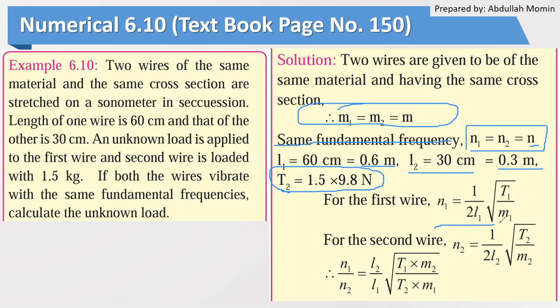by M2. And by dividing these two equations, this 2 and this 2 will get cancelled. And the denominator of the denominator means L2 comes into numerator, and this M2 also goes to numerator. That means now the equation can be written as N1 by N2 is equal to L2 by L1 square root of T1 into M2 divided by T2 into M1.